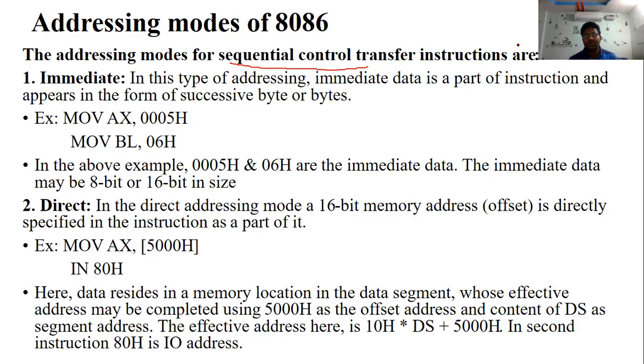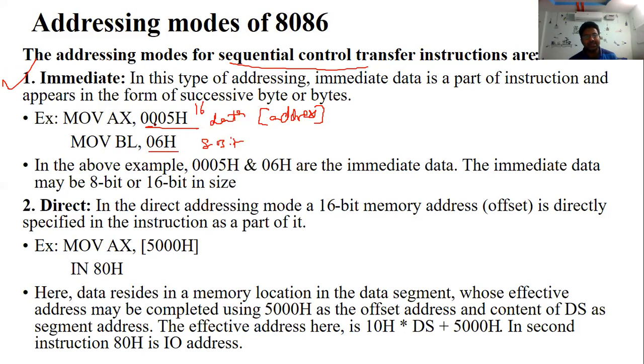You know what the different types of sequential control instruction addressing modes are. We have nearly 8 types. First one is immediate. What is the meaning of immediate? The instruction itself represents the data. How to differentiate between data and address? Whenever you write square brackets, that is the address. Otherwise the microprocessor considers it as data. So this is 8-bit data, and this is 16-bit data.